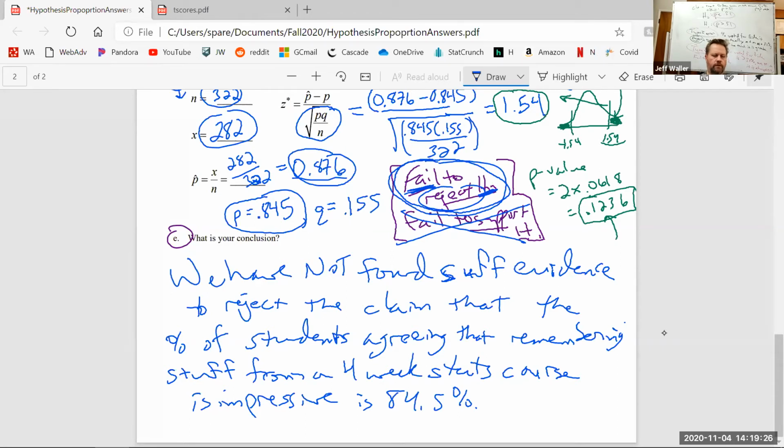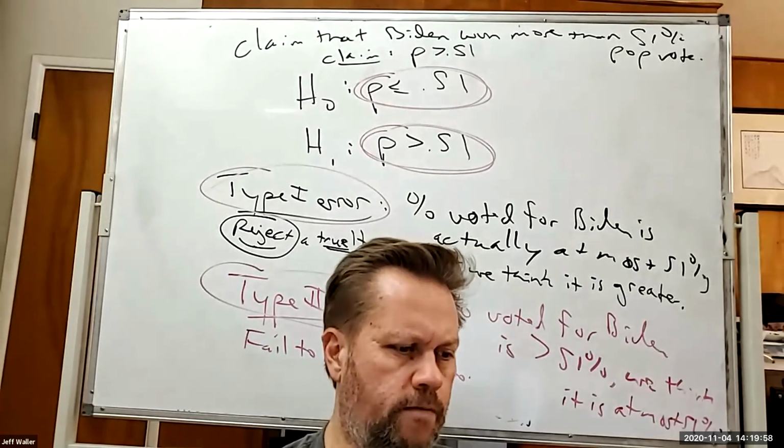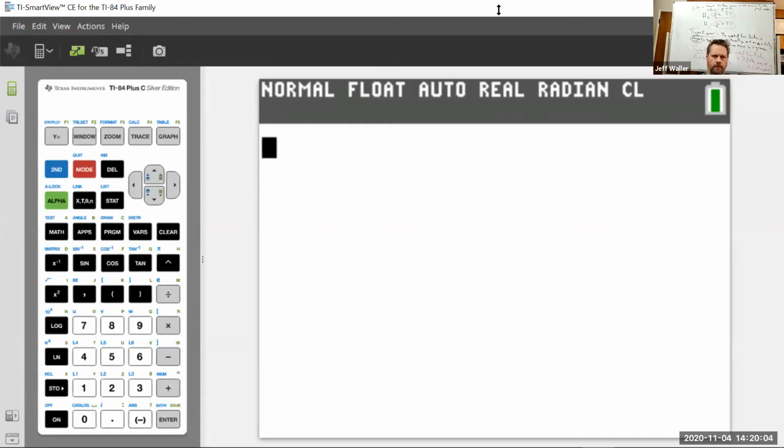Mr. Waller, I am struggling to type the Z star into my calculator and get it right. Can you go over that? Oh yeah, sure. All right, let me share the calculator here. I'm going to stop sharing and share my calculator. Let me pull this over here. There we go.